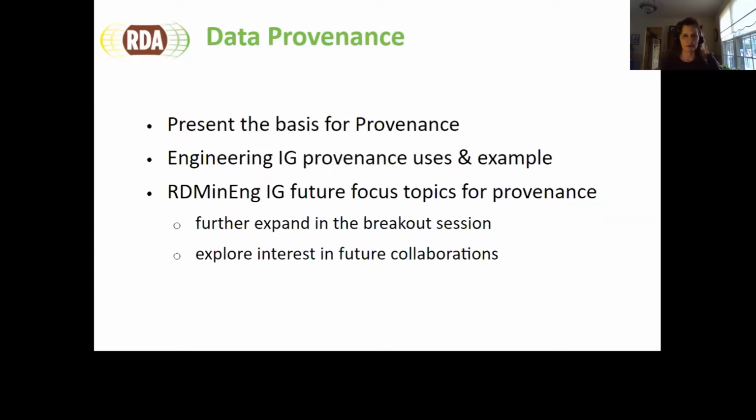This is a brief introduction to data provenance, which is a strong area of my own interest. I'm interested in particular with RIG in understanding what possible use cases we can further explore in RDA related to engineering and provenance applied to engineering. I'm going to talk just briefly about what the basis of provenance is. I'll have a couple of uses and examples, and then in our breakout session there are a couple of topics or questions that we can talk about a little bit more.